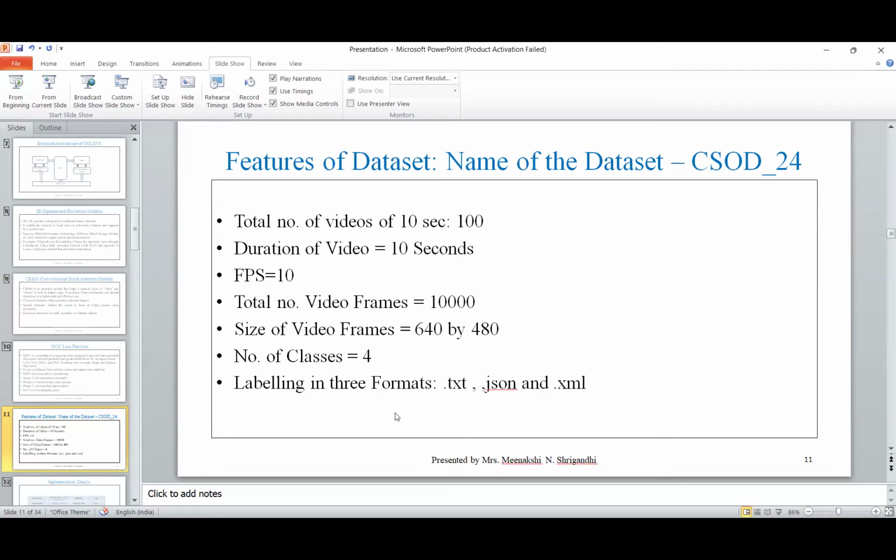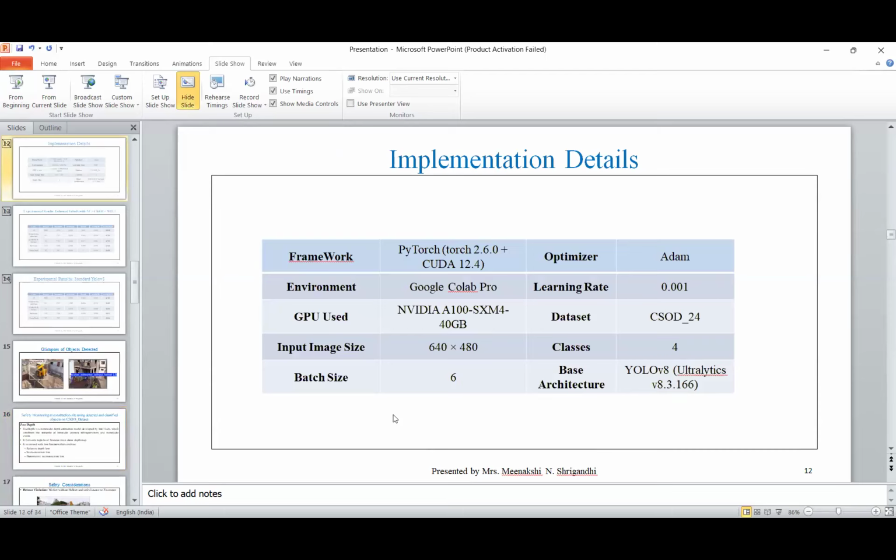The number of classes which I'm using for this object detection is 4. Labeling is done in 3 formats, that is .txt, .json and .xml. So these are the implementation details. I have used Google Colab Pro for implementation purposes.